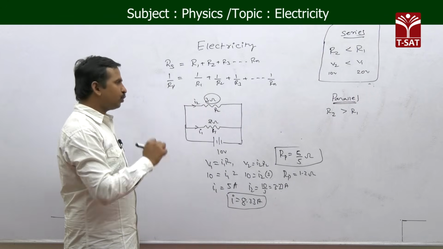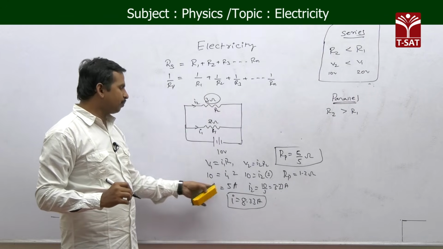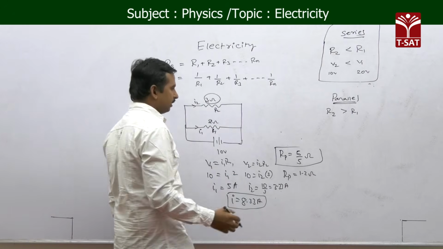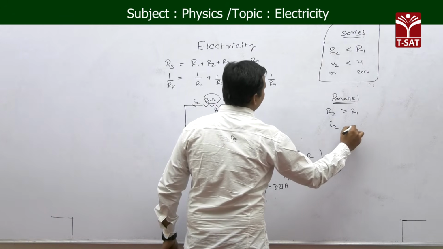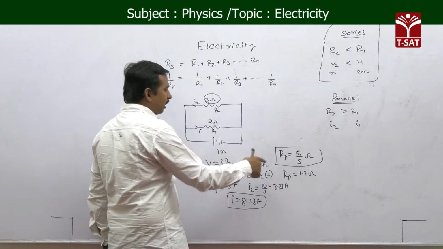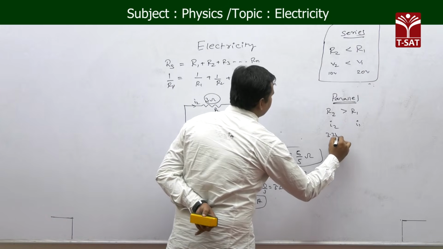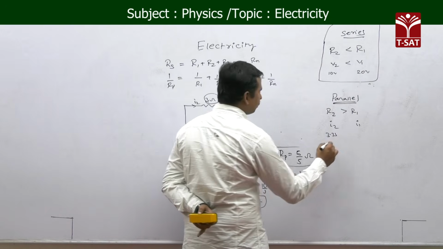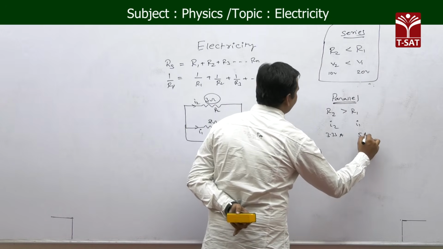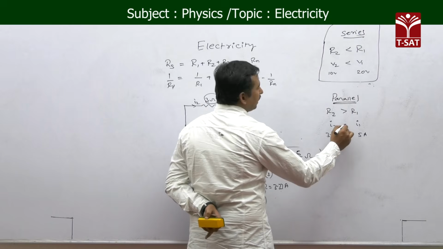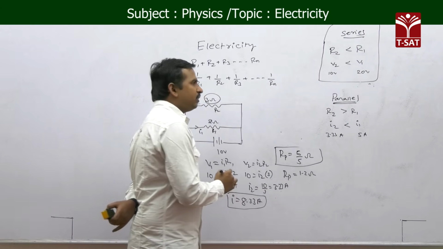Then as R2 is more, the current passing through it, I2, is less. The I2 value is only 3.33, whereas the I1 value is 5 amperes. So here I1 is more and I2 is less.